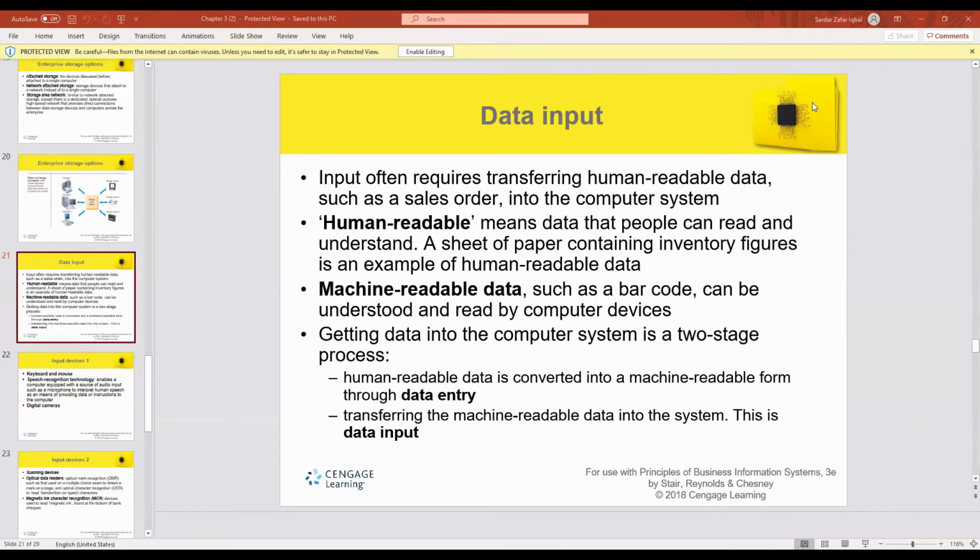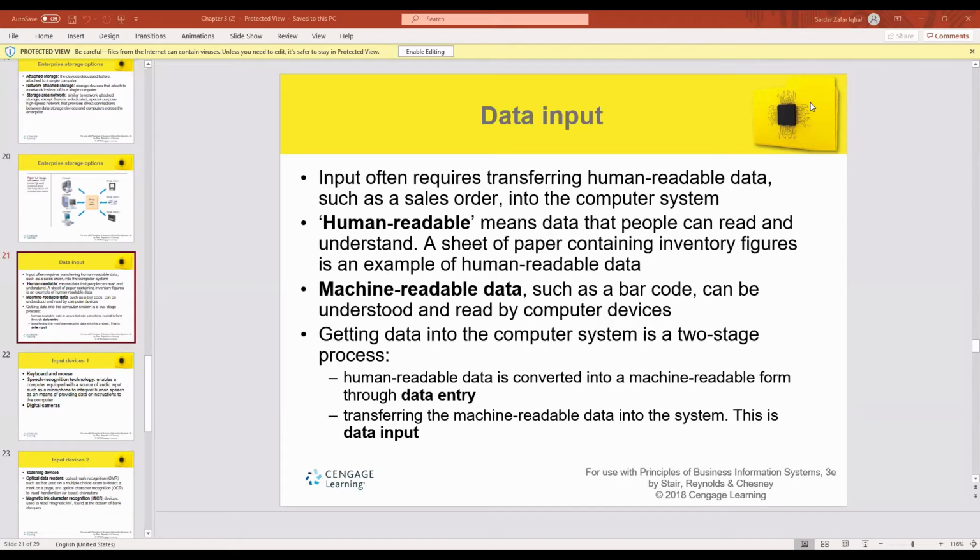So we discussed the different storage devices so far, different hardware that is normally used at home, in offices, and in organizations. So, continuing in that respect, input often requires transferring human readable data, such as a sales order, into the computer system. So data input, like we give the input to the computer through the keyboard. When we talk about the information system, we need to give some sort of input, human readable data. Okay, we want to produce human readable data.